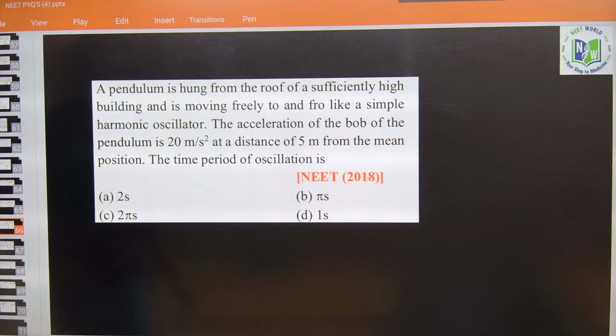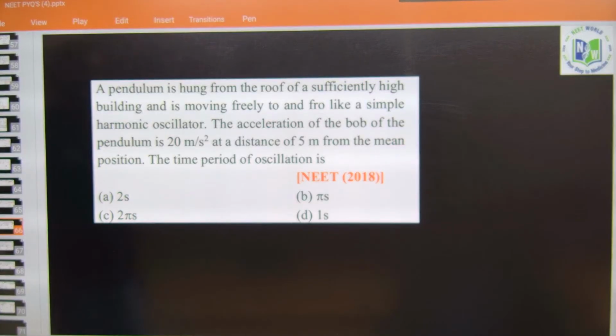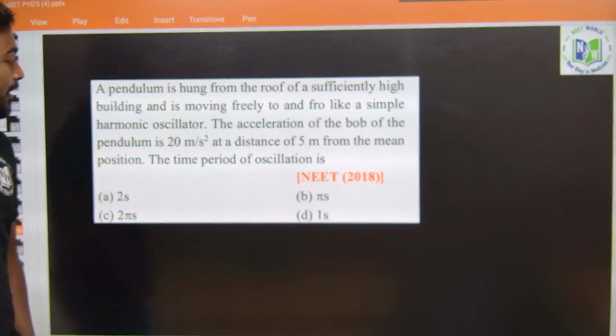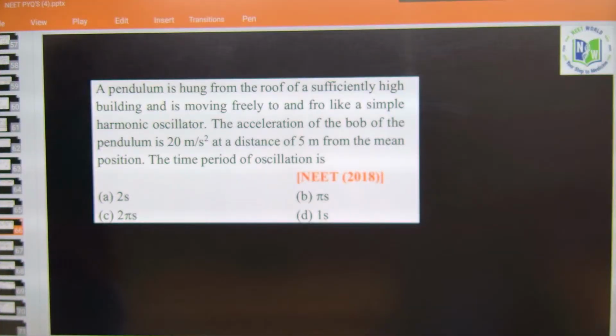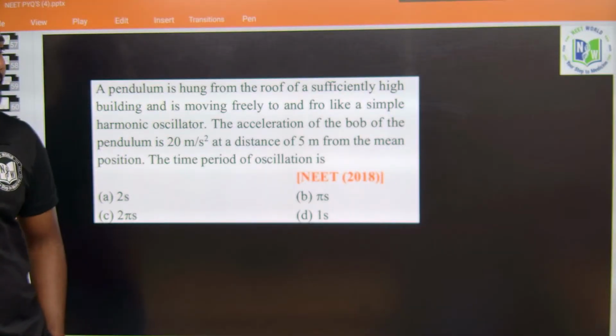A pendulum is hung from the roof of a sufficiently high building and is moving freely to and fro like a simple harmonic oscillator. The acceleration of the bob of the pendulum is 20 meter per second square at a distance of 5 meter from the mean position. The time period of the oscillation is, they are asking about the time period now.